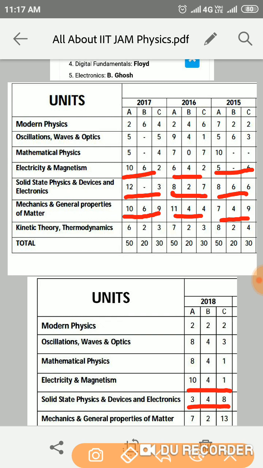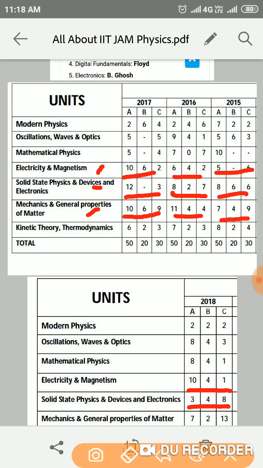So as you can see, if you have prepared mechanics, electromagnetic theory, and solid state and electronics, you have covered about half of the syllabus. Means about 50 marks of questions are asked from only these three topics.